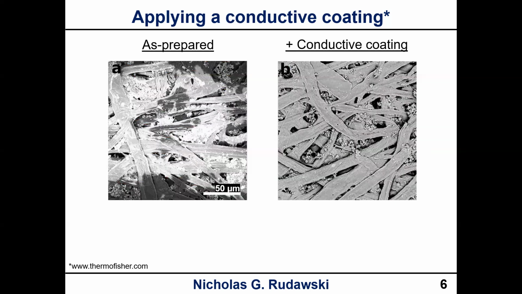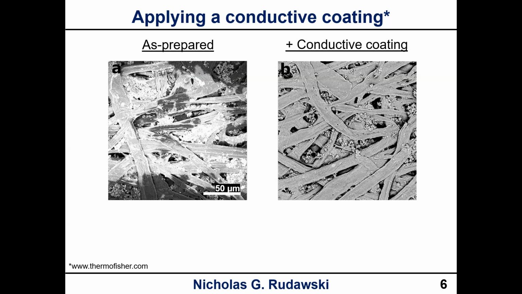Here's another example of this. Same idea. On the left, you have an as prepared specimen, and you see the same things. We see a lot of signal clipping, saturation of signal. And then we apply the conductive coating and it goes away. And we can see much better detail in the image as well. So in the areas where you have all this saturation of signal, it becomes really hard to actually pick out what's there.